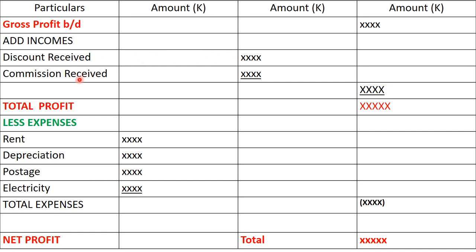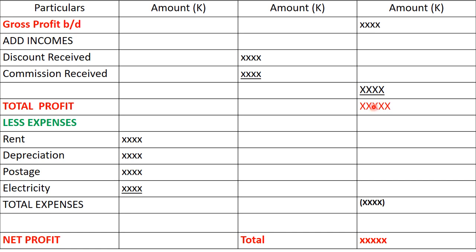You go to the next income, commission received. You have received a commission, just like mobile money commission. So you write that commission here. Once you write all the incomes, then you add them, the total, you write it here. Now when you write the total here, all you have to do is to add to gross profit. So you do this number plus this number, you get this, which is called the total profit.